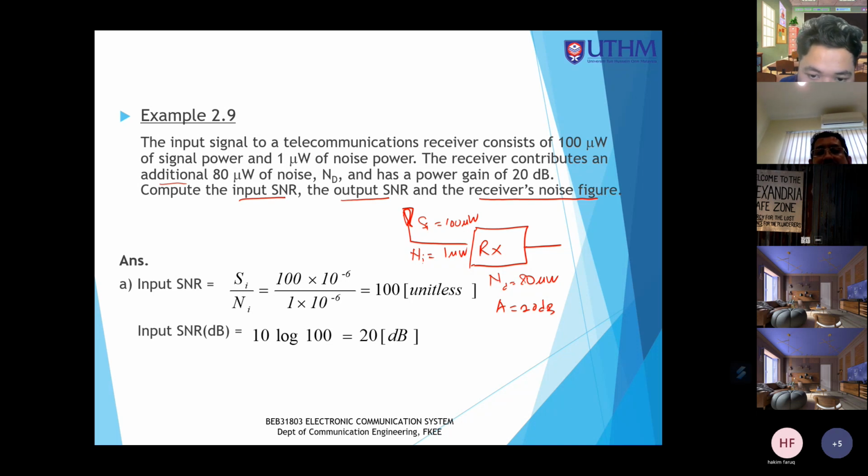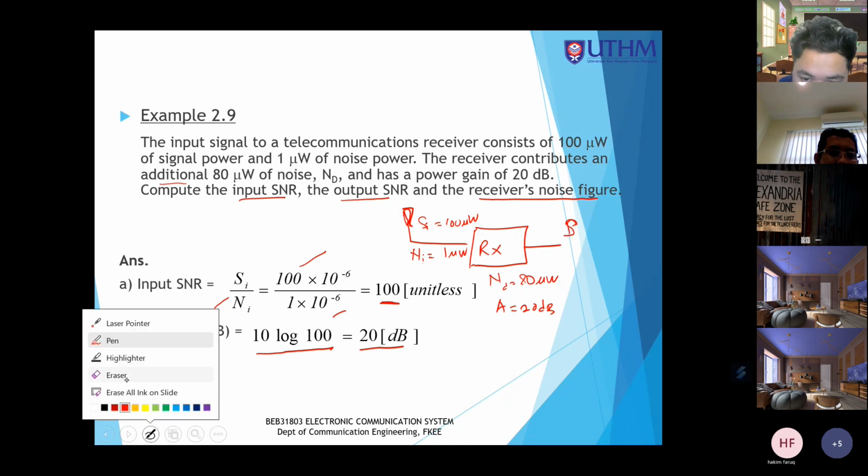Okay. The first one, input SNR. Input SNR is equal to SI over NI. So input signal power 100 micro dibagikan dengan 1 micro of noise. So we get 100. Okay. And if you want to find in terms of decibel, so 10 log 100. So we get 20 decibel for the input SNR. Okay. What about the output SNR? Output SNR di sini, kita tak tahu berapa S out dengan N out.